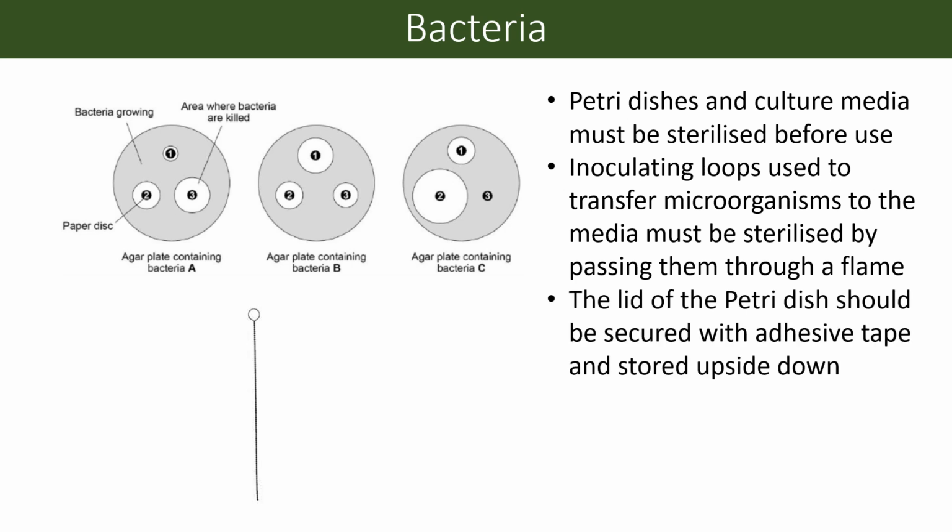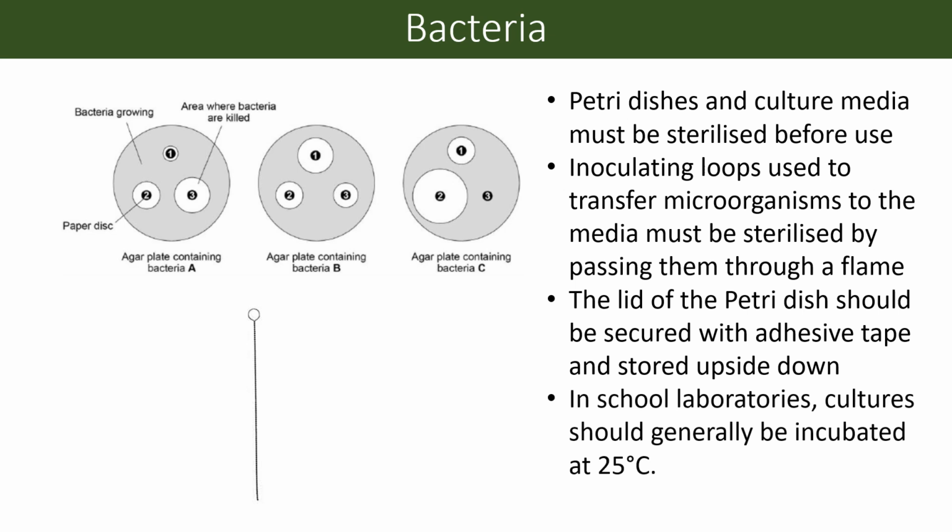We're also going to make sure that the lid of our petri dish is secured, making sure that there's some tape around that, and that means that no airborne bacteria can enter our agar plate and start to grow. We're also going to store it upside down, and that ensures that any condensation that would have been going onto the lid doesn't drip down onto our agar gel. And in school laboratories, we're going to incubate at about 25 degrees Celsius.